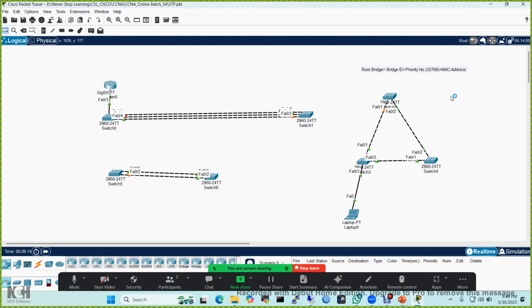Now I am going fast with the two switches. Among the two switches, I will check which one is the root bridge. What is the command for checking the root bridge?